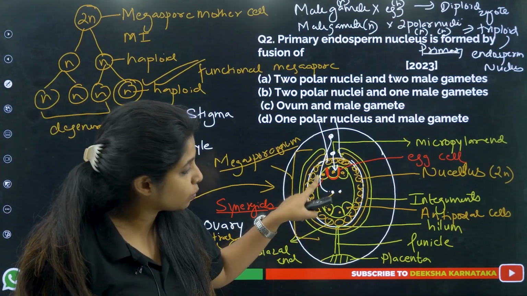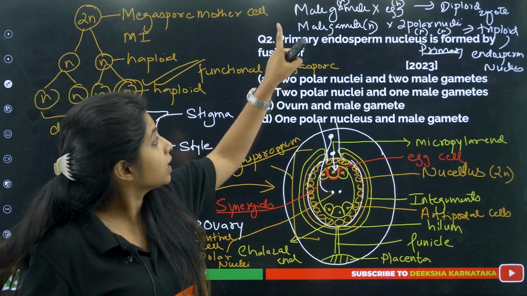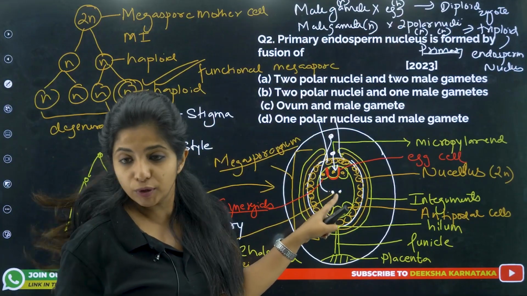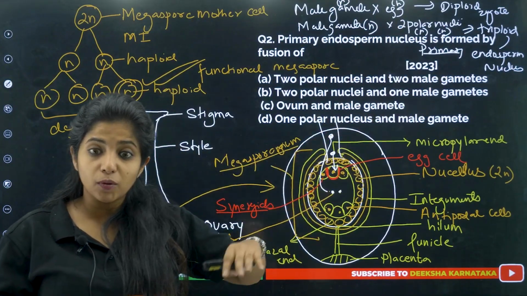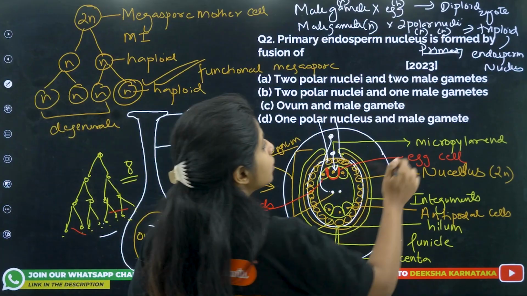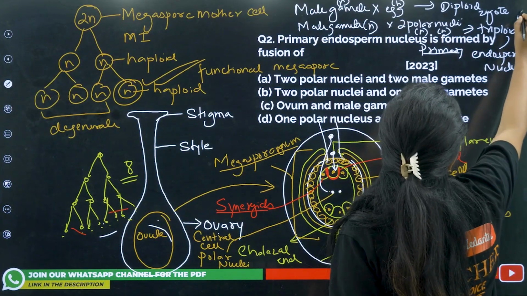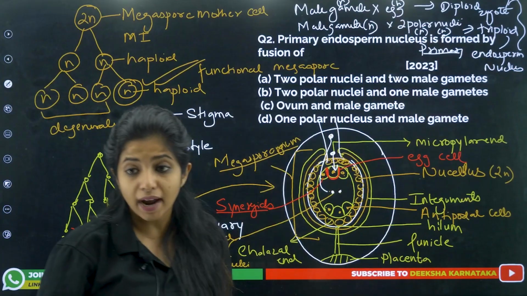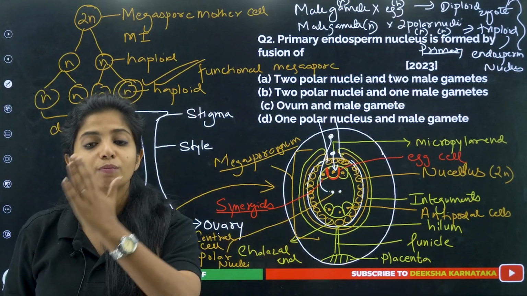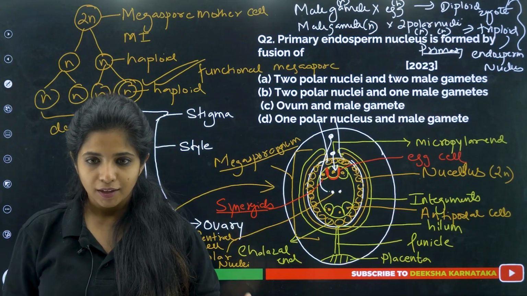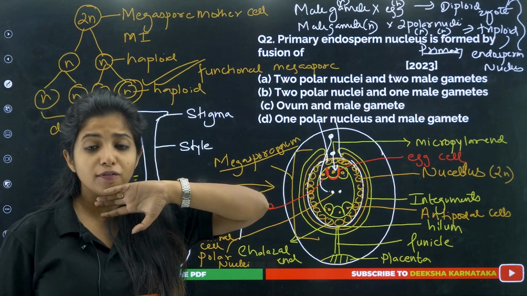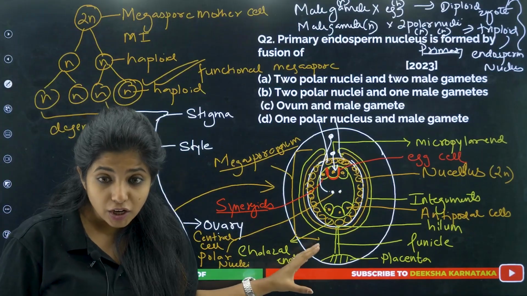So all the cells which were present over here were all haploid. One guy came in, made a diploid zygote. Other guy came in, fused with the 2 polar nuclei, made it triploid. Not even diploid, triploid primary endosperm nucleus. Why do you think this is formed? To provide nourishment to the zygote, so that the zygote develops into the embryo.